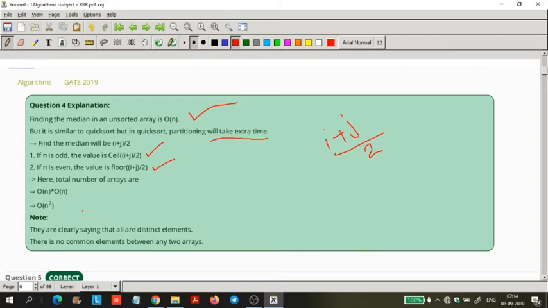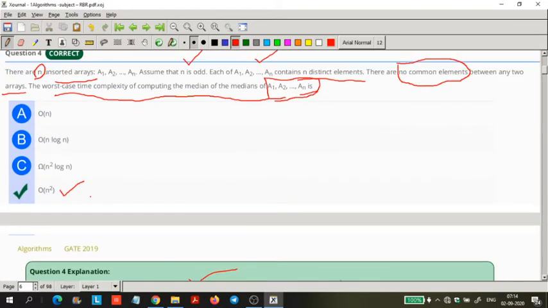So here the total number of arrays is O of n, and each takes O of n, so O of n into O of n, that is O of n square. They are clearly saying that all are distinct elements and there are no common elements between any two arrays. So the correct answer is O of n square.